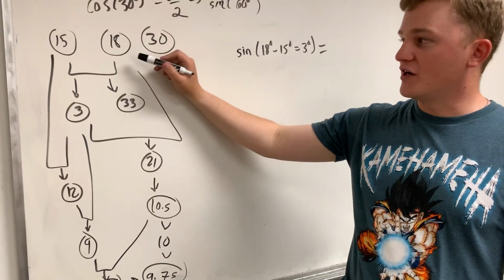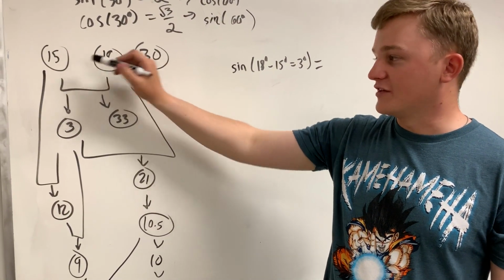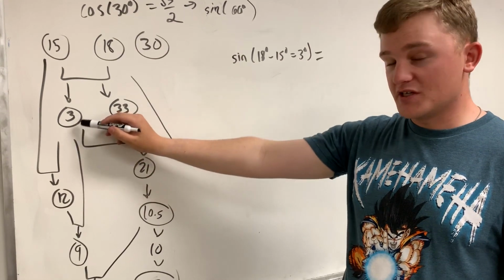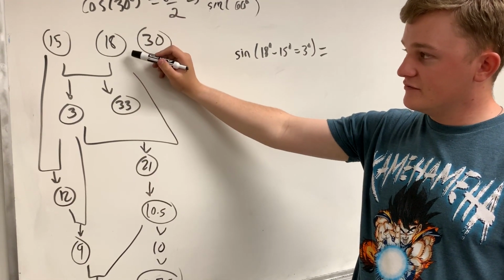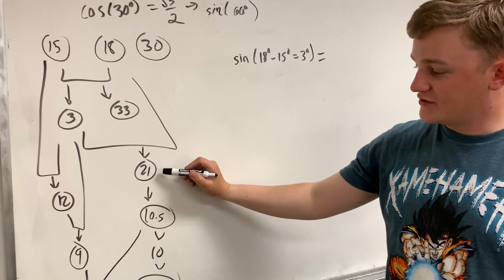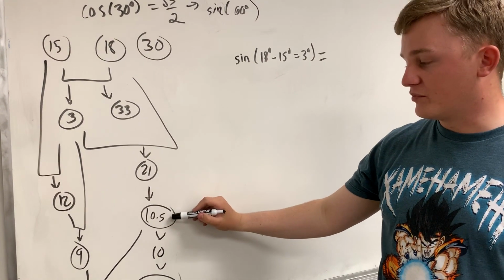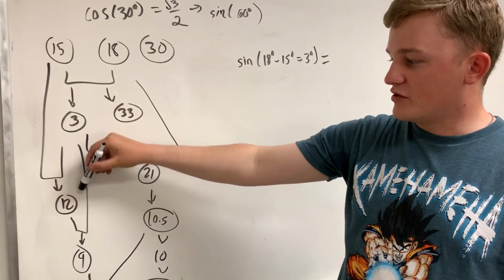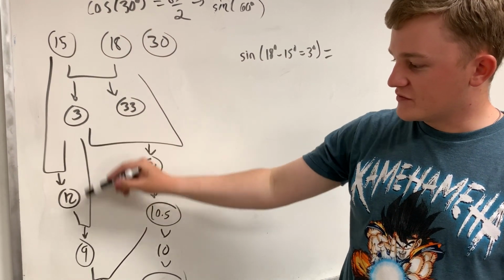So right here, you have 18 minus 15, which gives you 3. And then from here, you can take 3, add it with 18, get 21. Divided by 2, you get 10.5. That's our upper bound. That makes it nice and simple. So 15 minus 3 is 12, and then 12 minus 3 is 9.